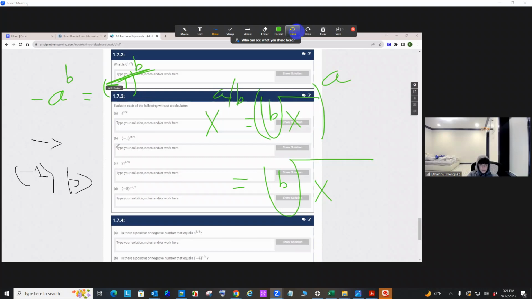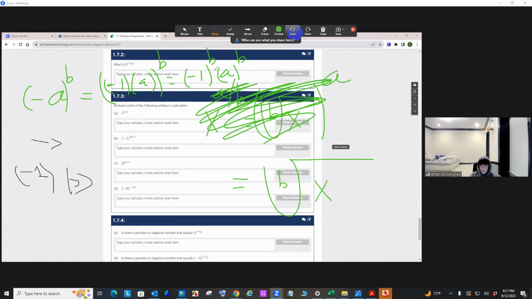Okay. Let's go over it in a logical way. Ready? Negative a to the bth power is negative 1 times a, all to the bth power, right? See that? So that is negative 1 to the bth power times a to the bth power. So that's what he's saying to do. He pulls out the negative 1, but the negative 1 has to be raised to the bth power.